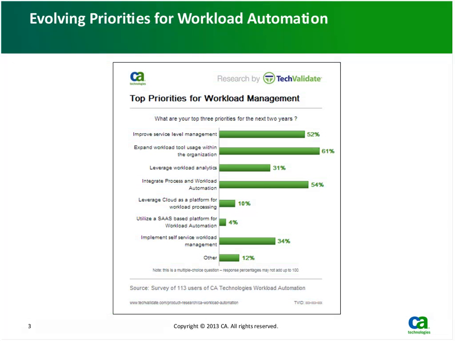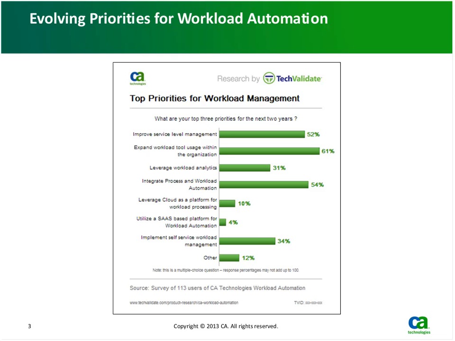One of the things that we shared at CA World was the results of our Tech Validate poll from early this year. And one of the questions that we asked was, of our customers, what are their top priorities around workload management? And you'll see the top 3 things here. Certainly improving the SLA management, and even the third, it's broken out in analytics, is very key. Expanding workload usage across the organization and integration with process automation and other tools as well.